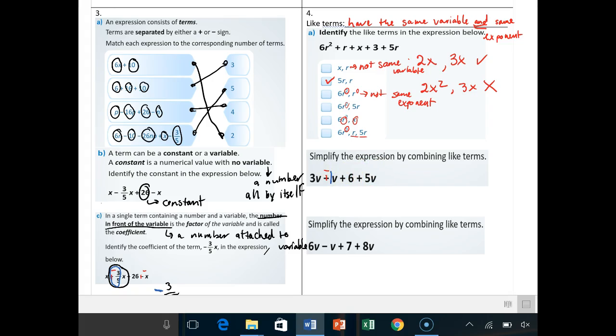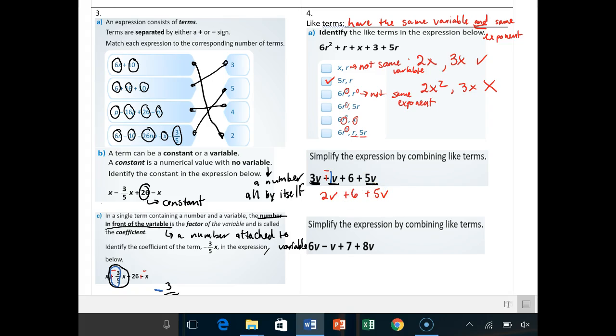And now we just scan through and say, okay, what are the like terms? Well, this is a 3v. Do I see any other v's out there with no exponents? Yeah. Here's a -1v. Oh, and there's 5v. Okay, so now let's add up the like terms. Let's add these two first. 3 plus -1 gives me 2v. All right, plus 6 plus 5v.